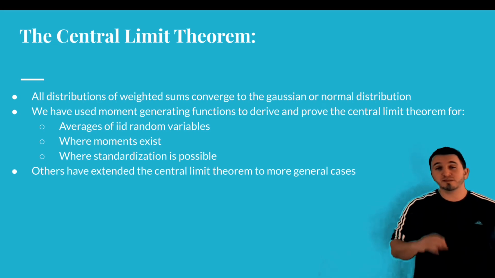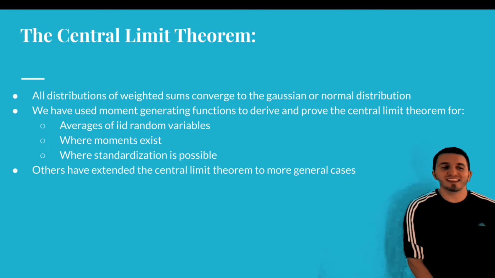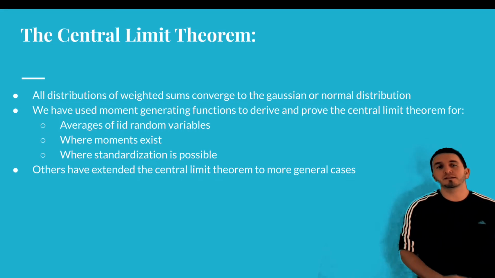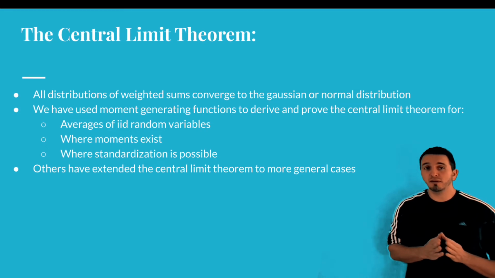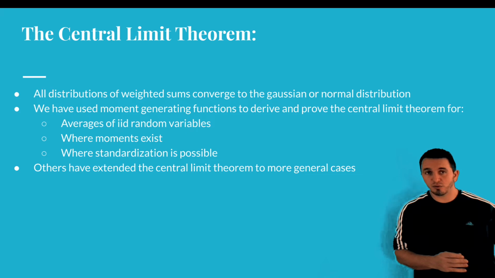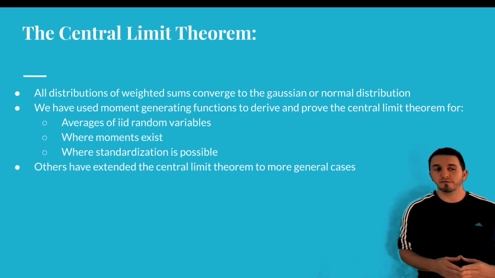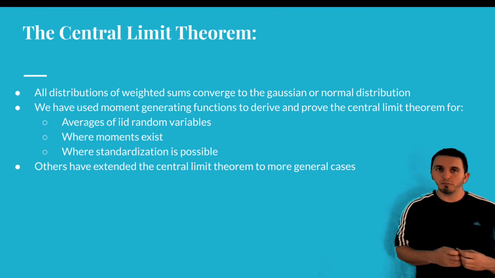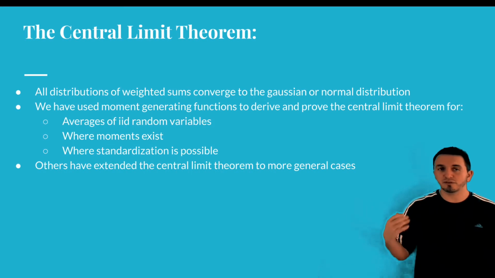And so what we've just proven, almost surely, which is a convergence joke, is that the sum divided by n for any IID random variable will converge to either the standardized normal, if we standardize x bar, or the Gaussian random variable. And we've done that how? By using moment generating functions to both derive and prove the central limit theorem.